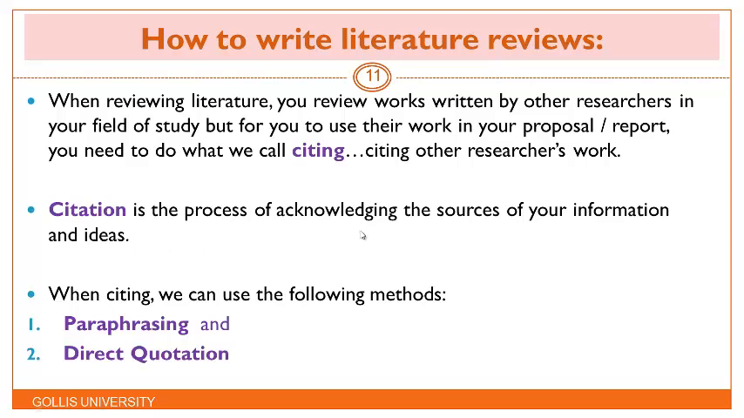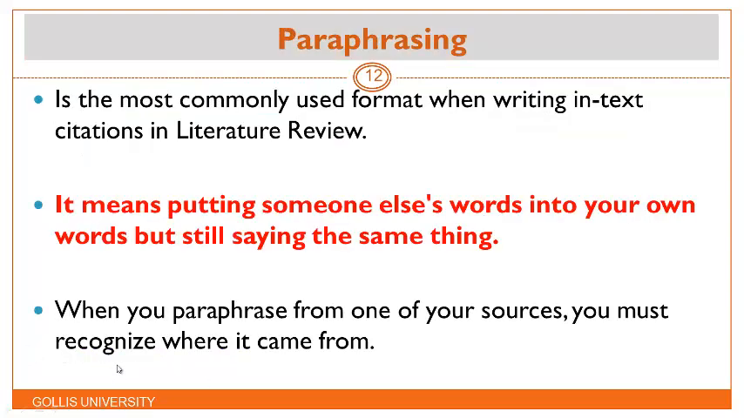When we cite, we can use two common methods. Either we use what we call paraphrasing, or we use what we call direct quotation. Paraphrasing is the most commonly used format when writing in-text citations in our literature review. It means putting someone else's words into your own words, but still saying the same thing. You go to somebody's work, you read what the person has written, you get the idea, and you use the same information in your work, but not the same exact words. You use your own words, but the meaning still remains the same.